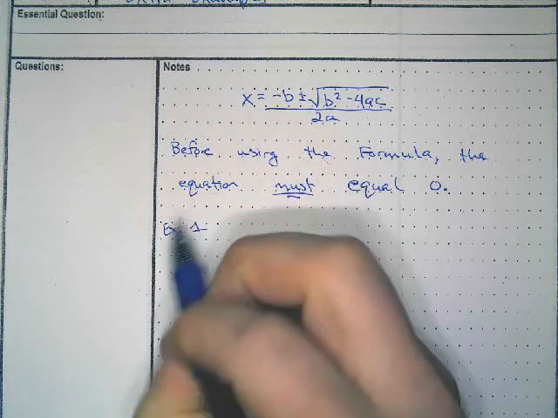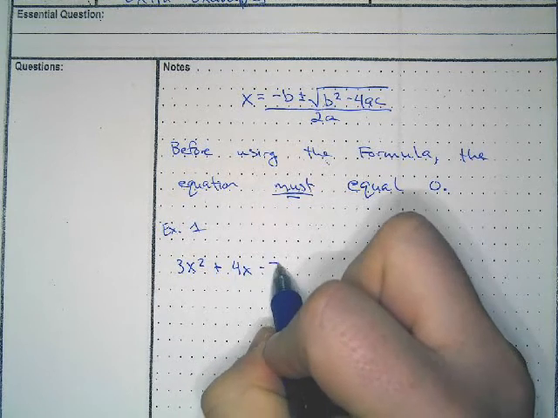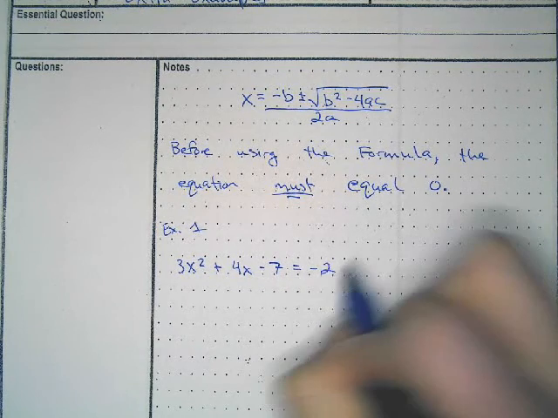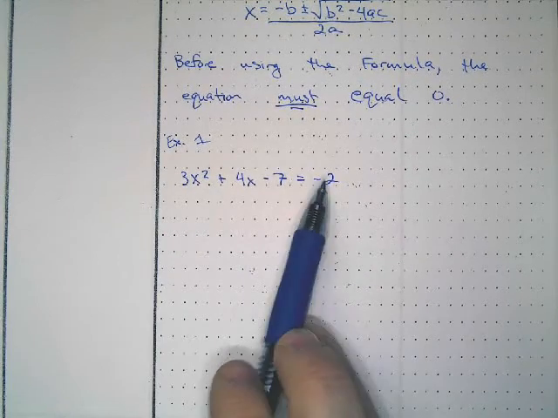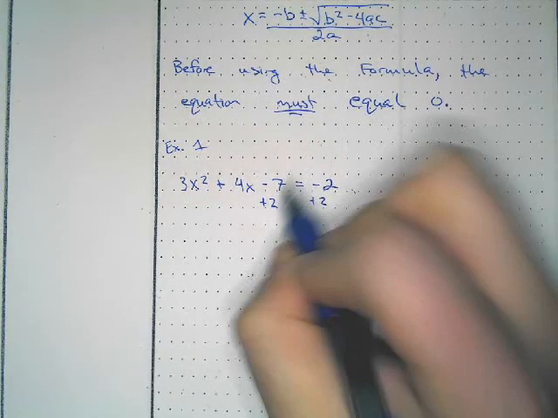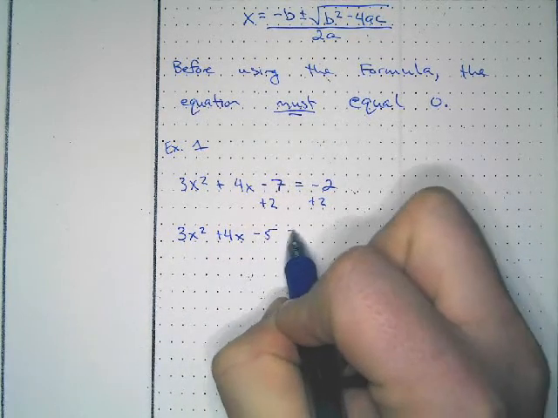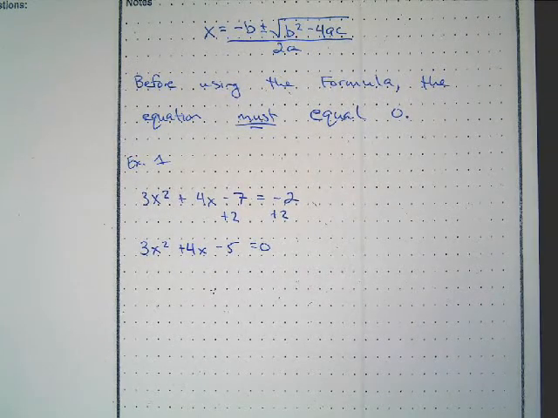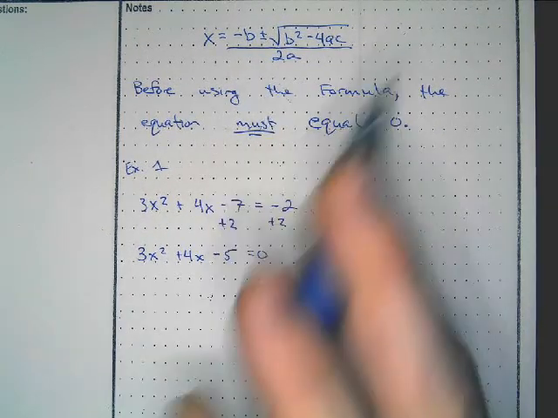So example 1, let's say I had 3x squared plus 4x minus 7 equals negative 2. Well, the very first thing I have to do is make sure this equation equals 0, and then I can use the quadratic formula. So the first thing we'll do is add 2 to both sides, combining like terms. So now I have 3x squared plus 4x minus 5 equals 0. So now we have our equation in standard form equaling 0, and we're able to plug into our formula.